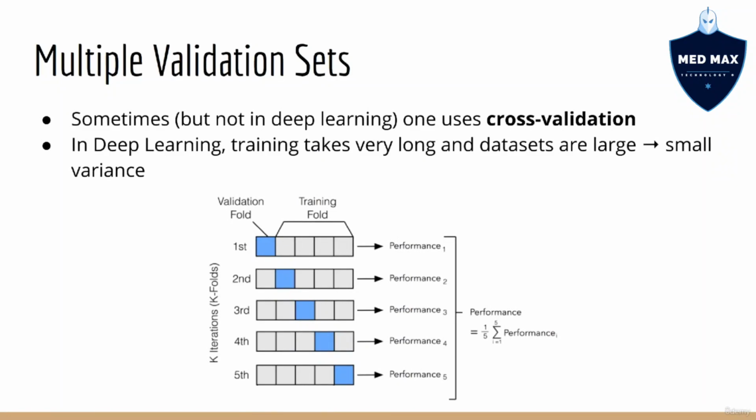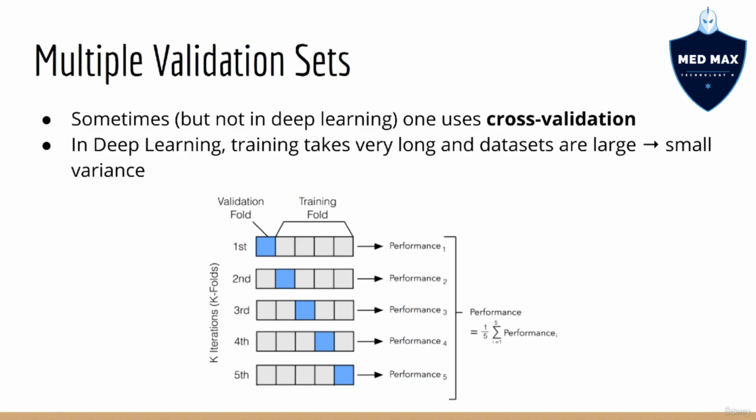Sometimes, although this isn't usually done in deep learning, you will split your data randomly into train and validation sets multiple times. We call this cross-validation. Here's the basic idea. Let's suppose you split your training data into 5 parts. Then you'll do a loop which runs 5 times. On each iteration of the loop, you'll consider 4 of the parts to be your train set and the remaining part to be your validation set.